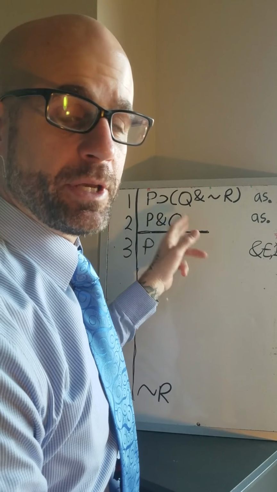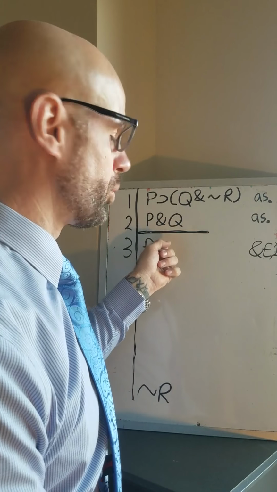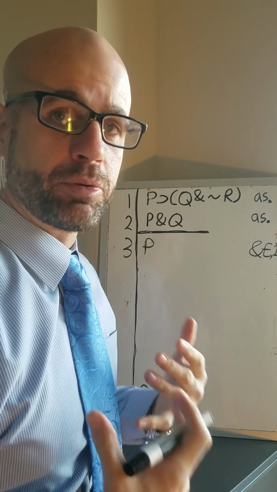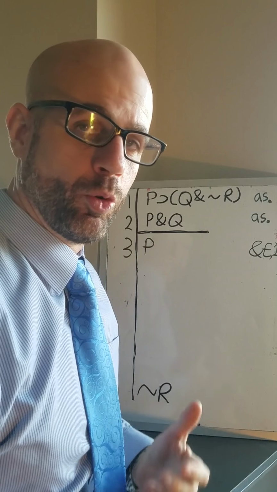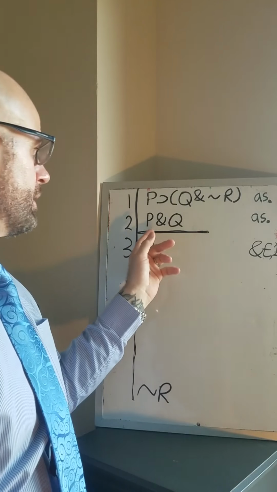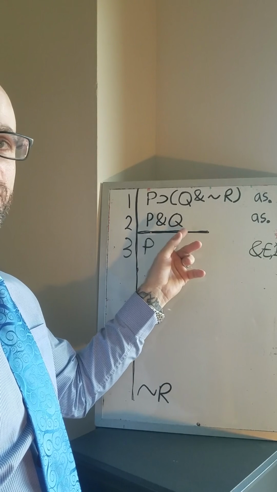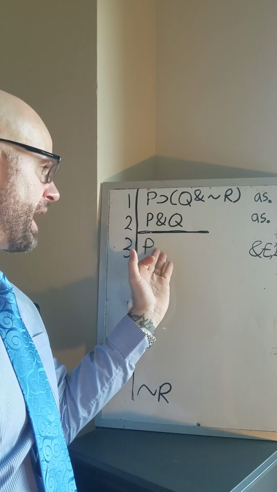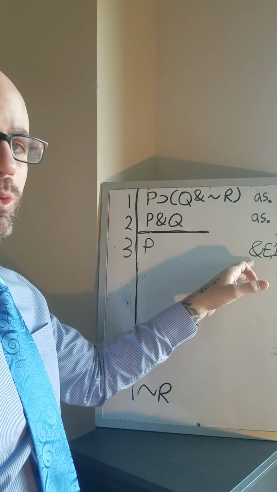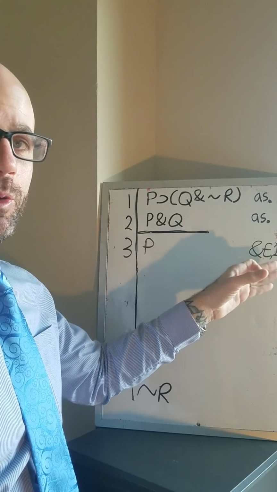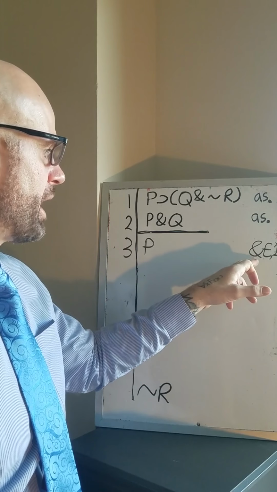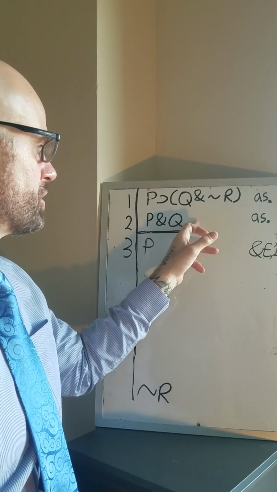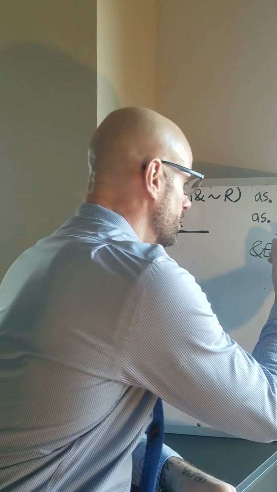So because we have P and Q on this line, we're able to write P on this line. And it's pretty obvious why a rule like that would exist. This is something like, I have cats and I have dogs. Well, if I have cats and I have dogs, then I have cats, right? And over here, we have to say how we got that line. Well, we got it by using the conjunction elimination rule on line 2.